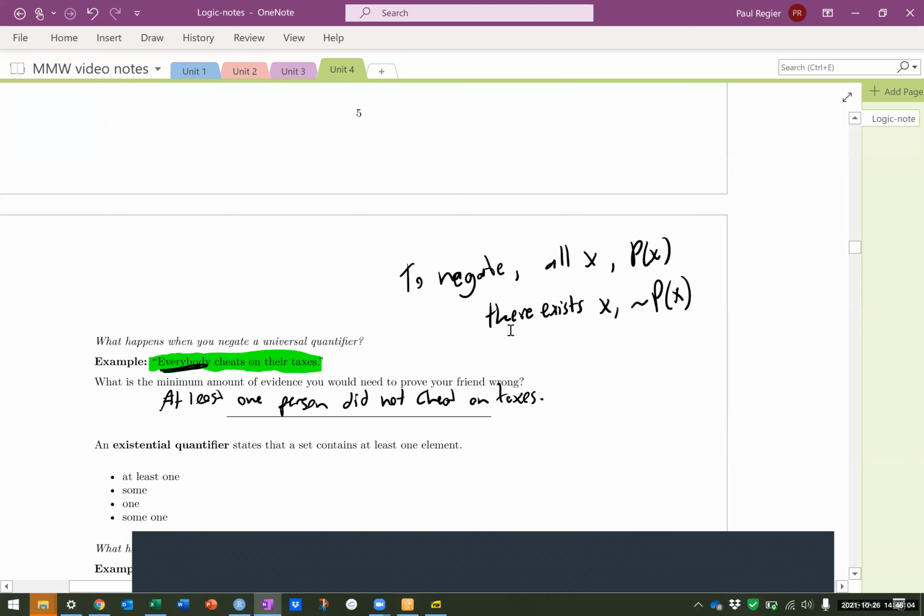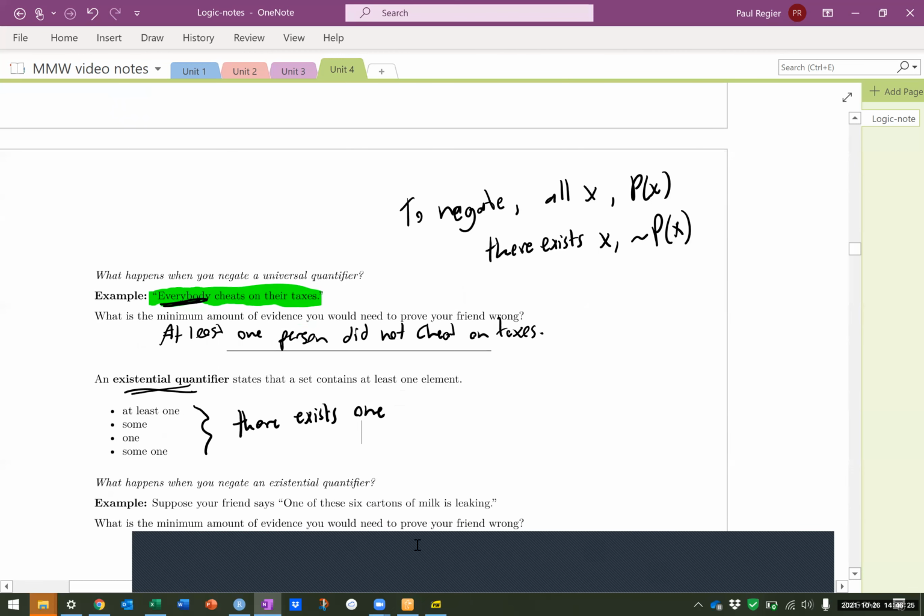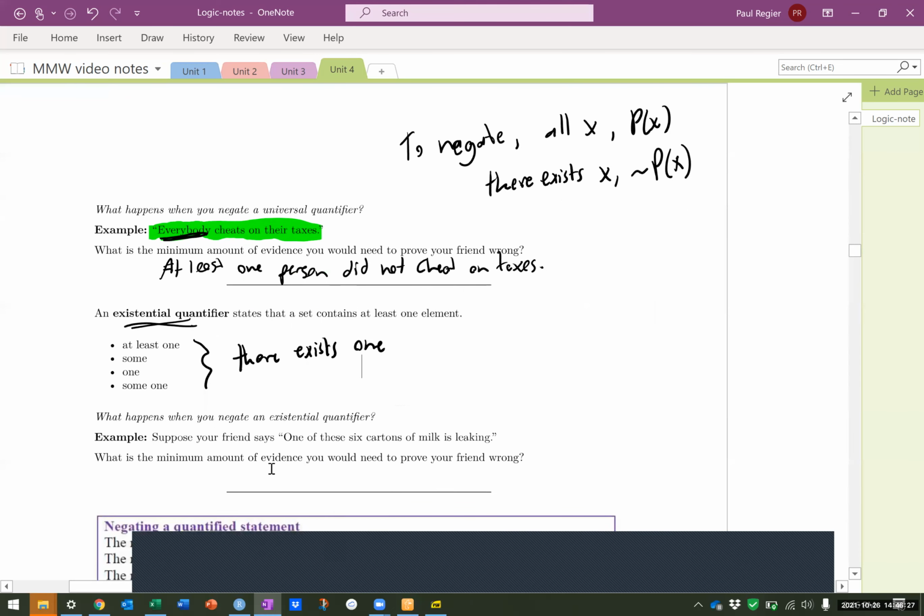Notice we're using there exists at least one. That is actually the existential quantifier. At least one, some, one, no one, or someone, they all mean I have at least one case. There exists at least one. Okay, so how do we negate the existential quantifier? Suppose a friend says one of these 6 cartons of milk is leaking. What's the minimum evidence you would need to prove your friend wrong? Think about that for a second.